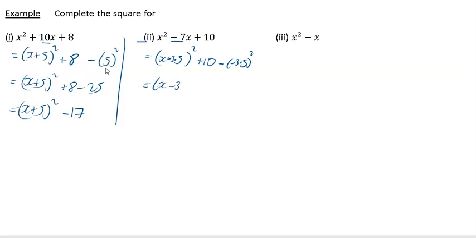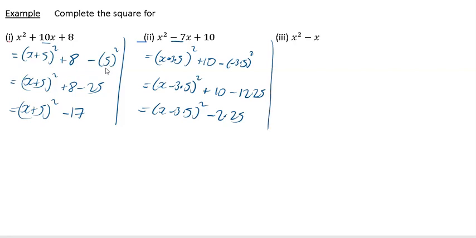That's now (x - 3.5) still. Nothing has changed there. And then plus, and then just do that in your calculator: 10 minus the 3.5 squared. So that's just going to be 10 minus 3.5 squared, which is 12.25. And if you do that, you're just going to get (x - 3.5) squared, and then minus 2.25.